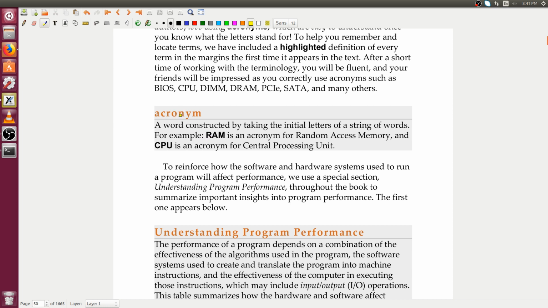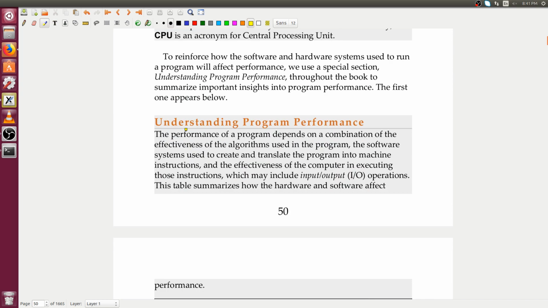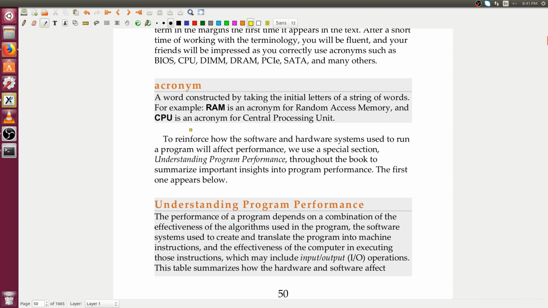Oh, they even define what an acronym is. Isn't that nice? Okay. So let's start out with talking a little bit about program performance. Yep, nested acronyms. Listen, there are so many acronyms that are horrible. I think SAS is one of the worst because it's an acronym within an acronym.